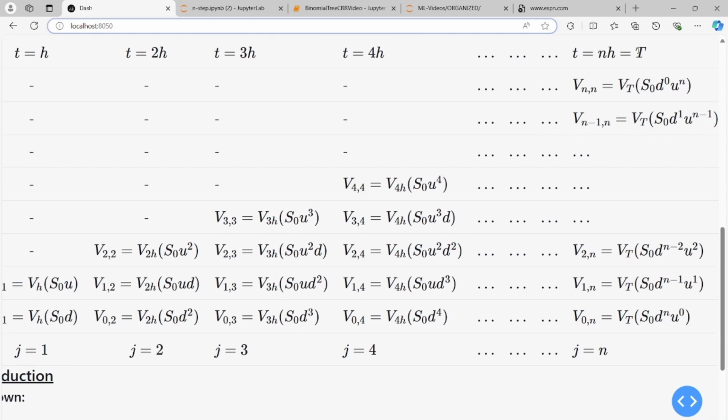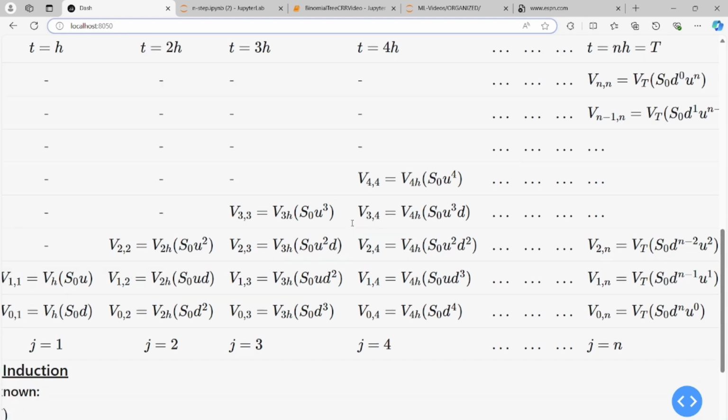And also for the option price itself, remember our notation is like this: this is the option price at time step 3 for this stock price S0 u cubed. So time step 3 is also time 3h. And basically, if the stock goes up, the option price is this. If the stock goes down, the option price is this. So that's the way to look at it.